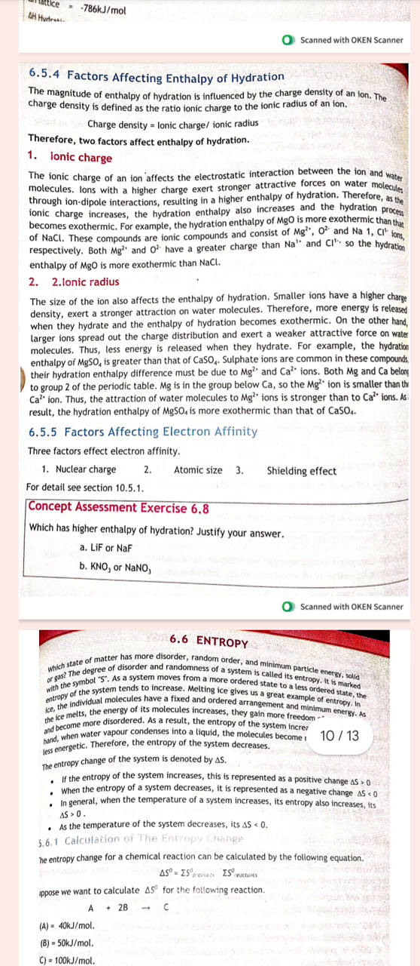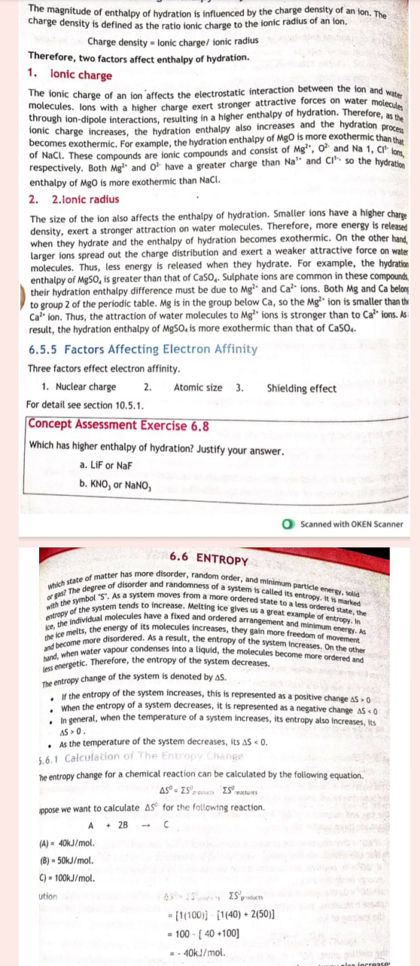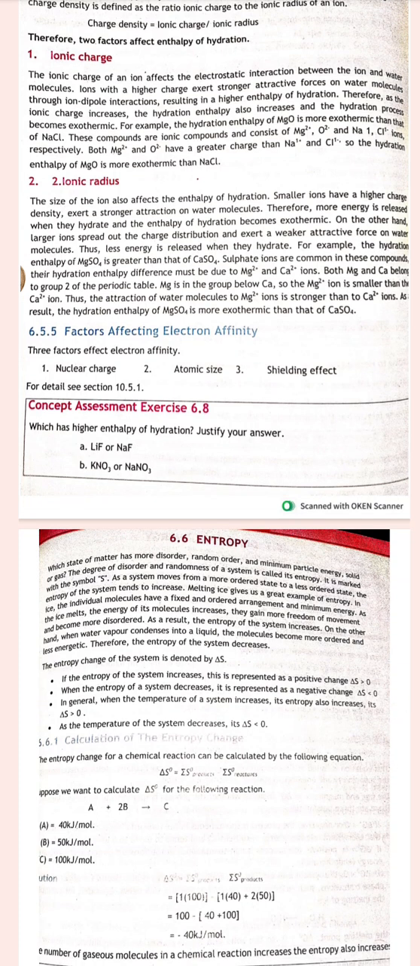These compounds are ionic compounds and consist of MgO and NaCl ions. Mg2+ and O2- have greater charge and so the hydration energy is more. Ionic radius, the size of the ion, also affects the enthalpy of hydration. Smaller ions have high charge density and exert a stronger attraction on water molecules. Therefore, more energy is released when they hydrate, and the enthalpy of hydration becomes exothermic. On the other hand, larger ions spread out the charge distribution, exert a weaker attractive force on water molecules, and thus less energy is released. For example, the hydration energy of MgSO4 is greater than that of CaSO4.